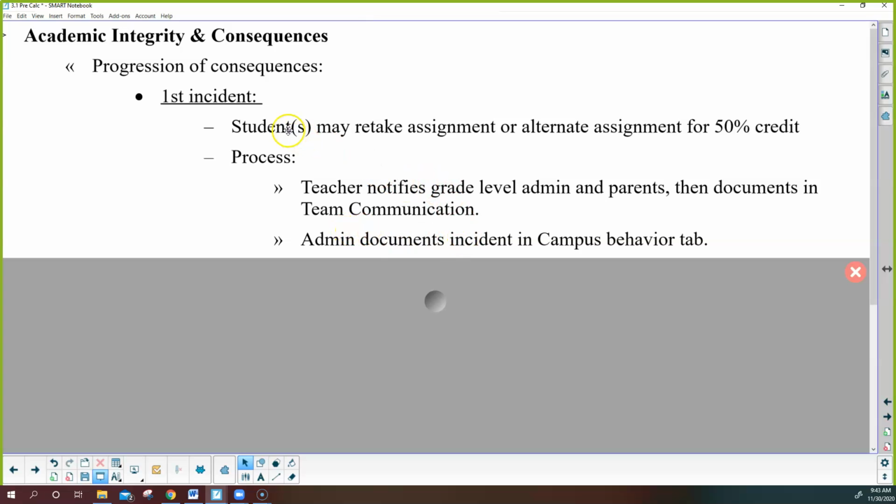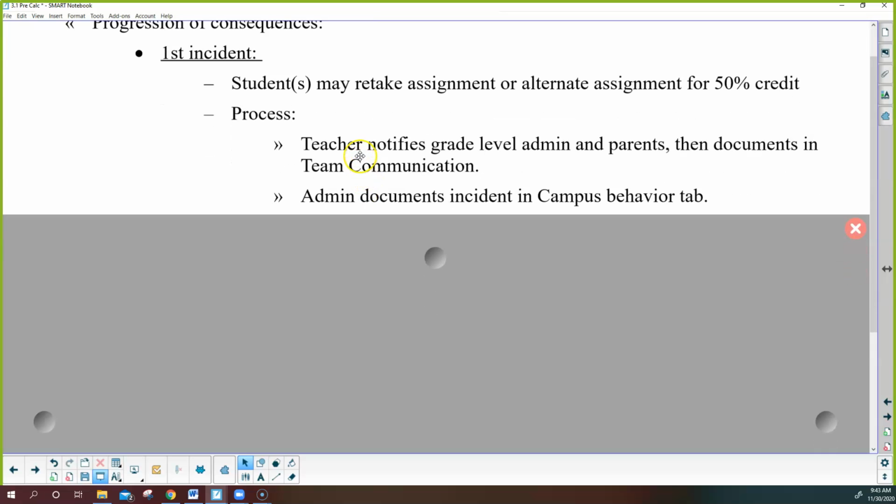I'll document it. Students are given the opportunity to do a reassignment or an alternate assignment for only 50% of the credit. So if you get caught doing something that isn't authentic work, if you're not using your own work, that means you only earn 50% of that credit. And you still have to do the work for that test or whatever assignment is. And then the teacher will notify the admin, the parents, and document it. And then the admin also documents that in their behavior tab. So it kind of goes on your record.